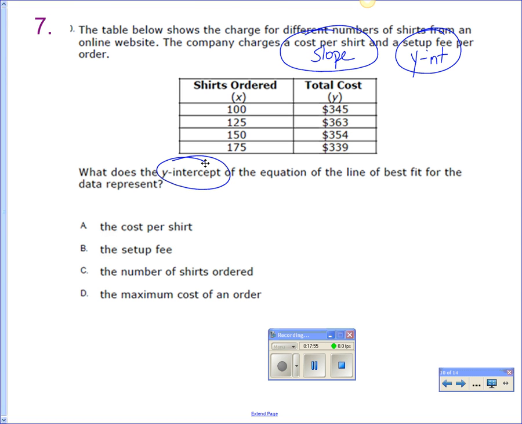So, Dylan, what's the question asking for? All right, what did we say the y-intercept was? What did Chad tell us? The y-intercept is the setup fee, which is B. All right, so the answer is B for that one. Any questions on that one? Okay, number 8.